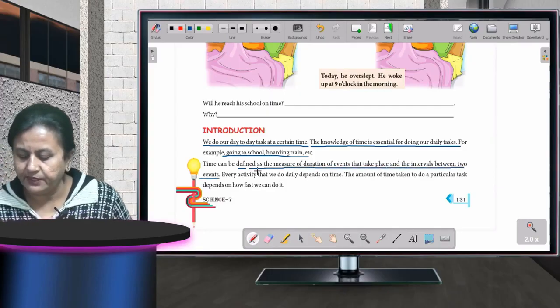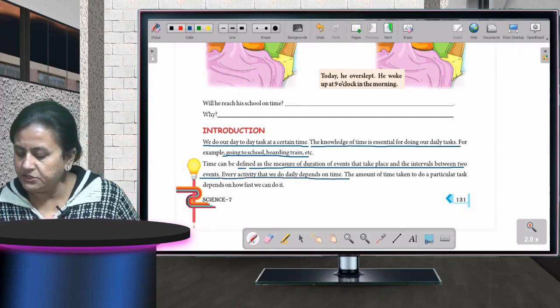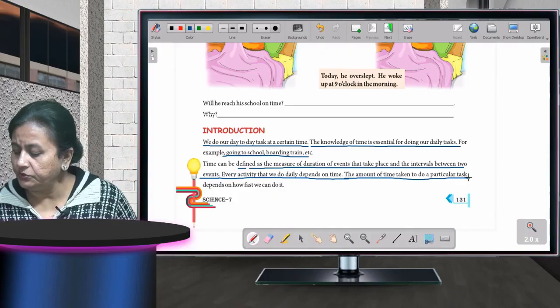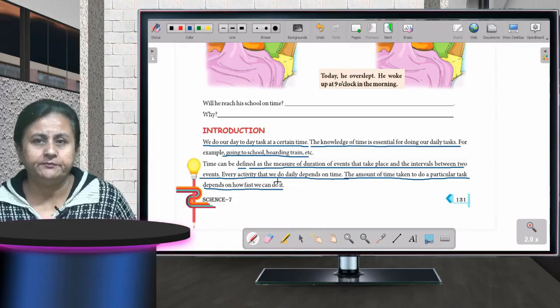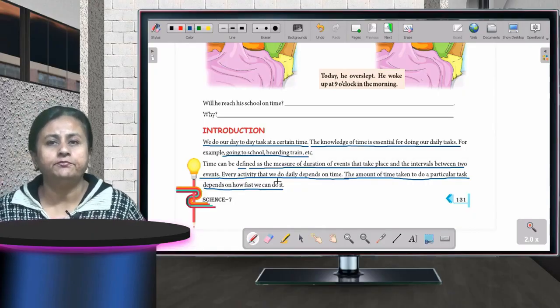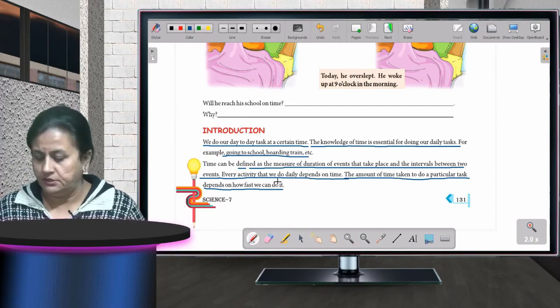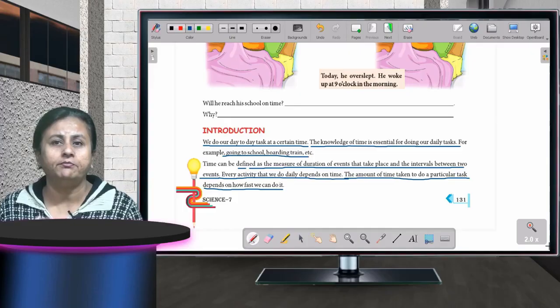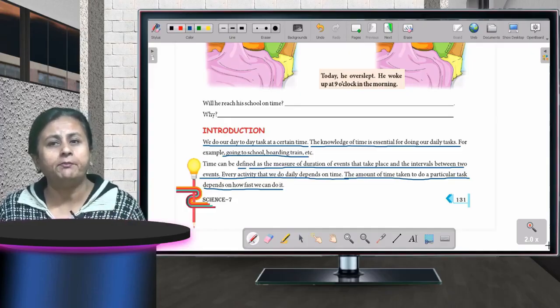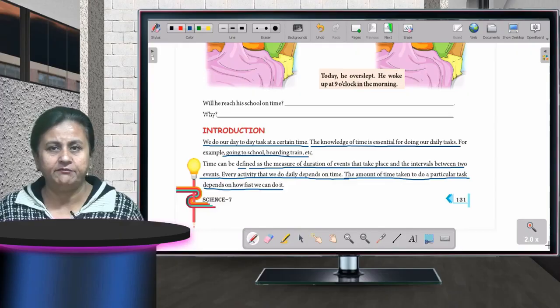between two events. Every activity that we do daily depends on time. The amount of time taken to do a particular task depends on how fast we do it. What is our speed? How much energy we are using, how fast we are doing. That depends upon how much time we are taking. If we are taking a lot of time, that means we are doing the task slowly. If we are doing the given work at proper time, that means our speed was okay and we were able to finish that.